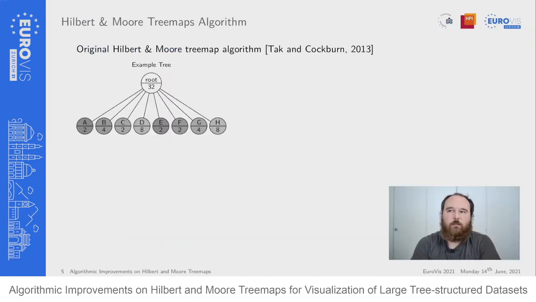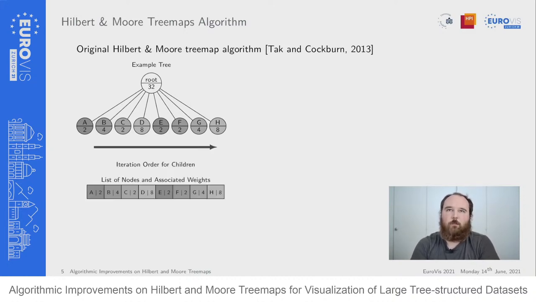I shortly want to reiterate the algorithm originally proposed by Tak and Cockburn in 2013. To provide a simple example, we have a tree that is flat. We have 8 nodes from A to H with differing weights, here for example 2, 4, and 8. For the Hilbert and Moore treemap algorithm, the order in which the nodes are given is also the same order in which the nodes are processed. So we have to keep this order from A to H.